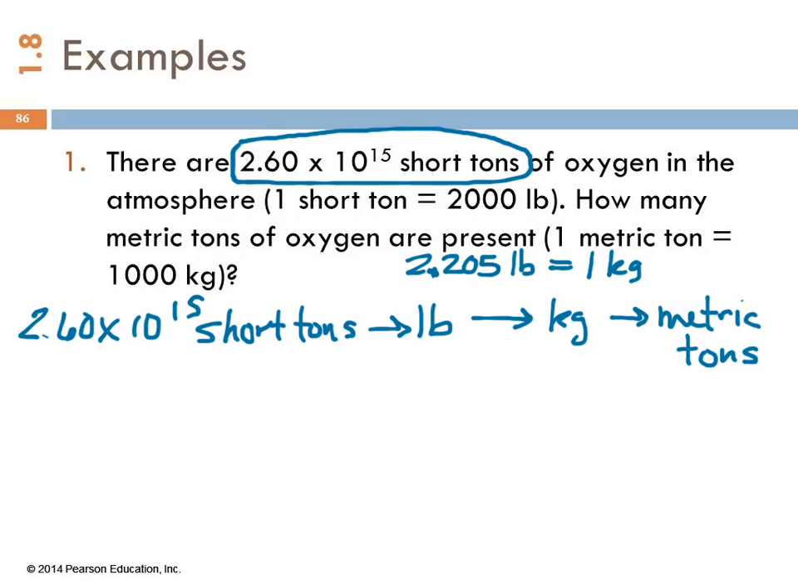So we write down our starting number, 2.60 times 10 to the 15. I'm going to call that ST because it's too long. This is our map. This tells us what to do. If you're really good at dimensional analysis, you don't have to write down the map. If you're struggling with dimensional analysis and unit conversions, write down the map. We look at the map, we have 1, 2, 3 arrows. We're going to have 3 fractions.